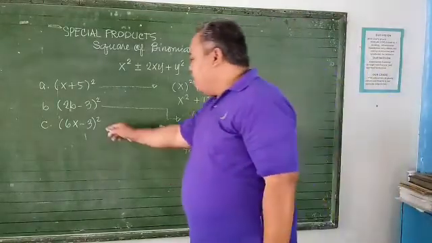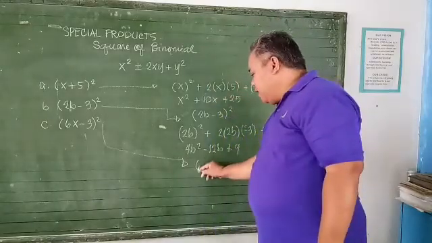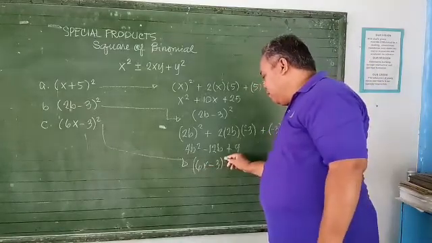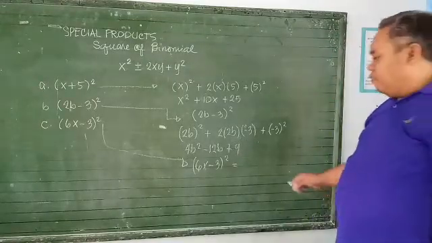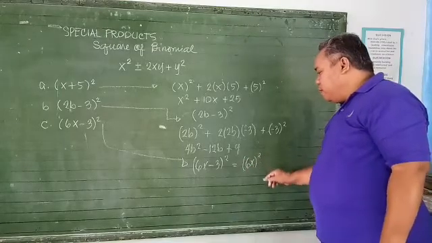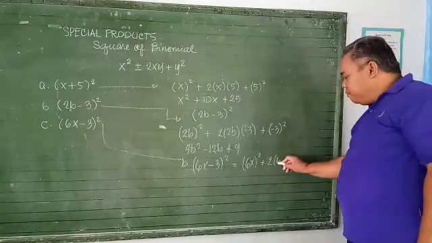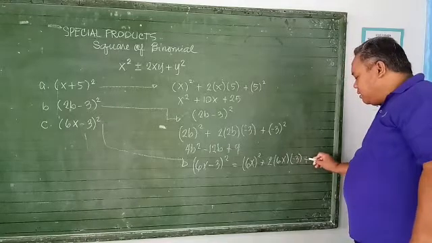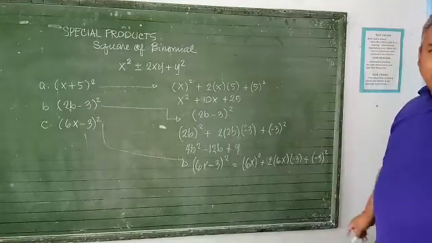So let's go now to number 3. For number 3 example, we have here 6x minus 3, then quantity squared. So, your first term is of course 6x. And then square of your first term, then plus 2 times the first term, times the second term, which is negative 3, and then plus the second term, which is negative 3 squared. Okay. We have to square this one.